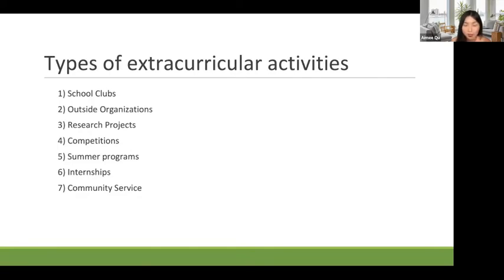And last but not least, there's community service, which is also a really important part of the extracurricular profile, since a lot of colleges value, I think someone mentioned before, the community element, right? Building a community, having a service-oriented mindset. So that's one way that you can organize these.